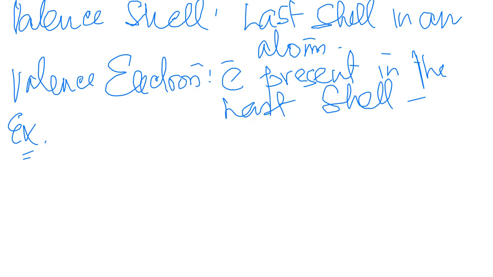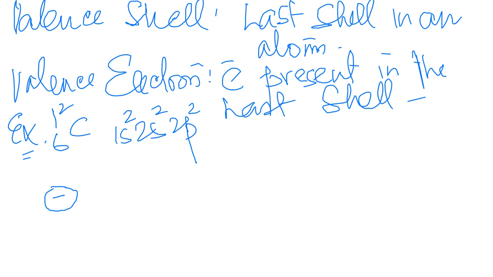Example, take carbon, C6: 1s2, 2s2, 2p2. So you can write here 1s2, then the second shell, 2 electrons, and 2p. The second shell has both 2s and 2p. Don't say only the 1s is the last shell. No, you have to see the last shell is the second one. So this is the last shell.